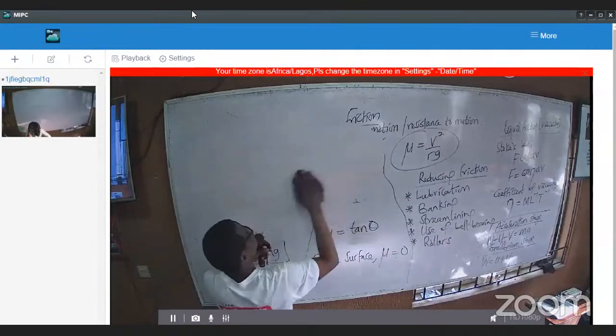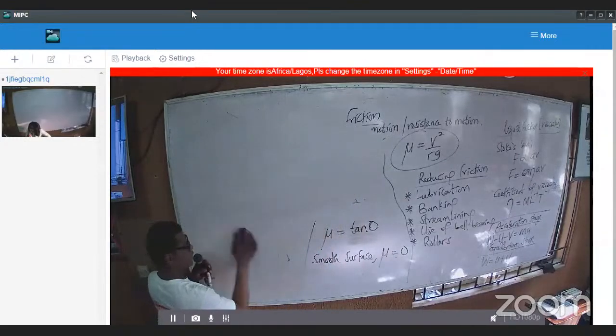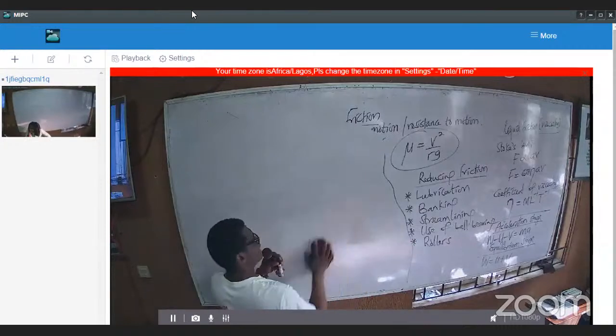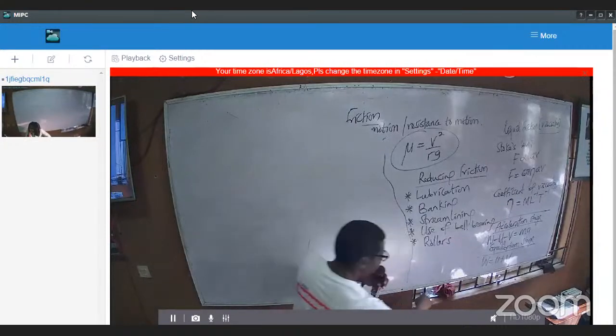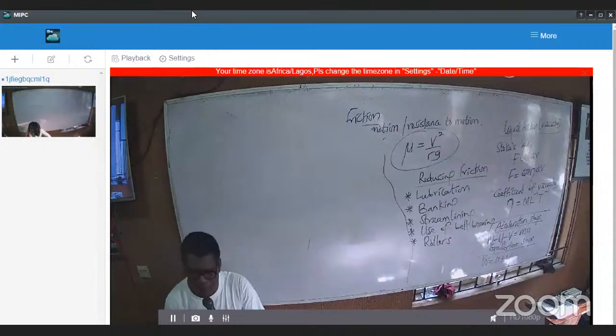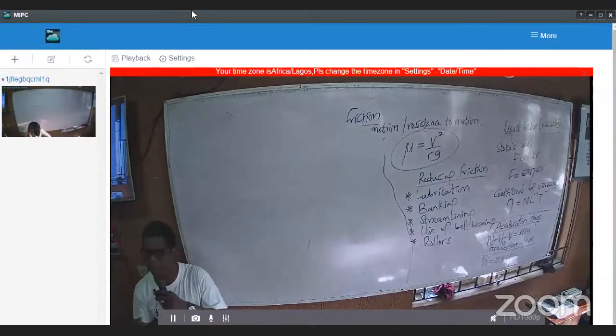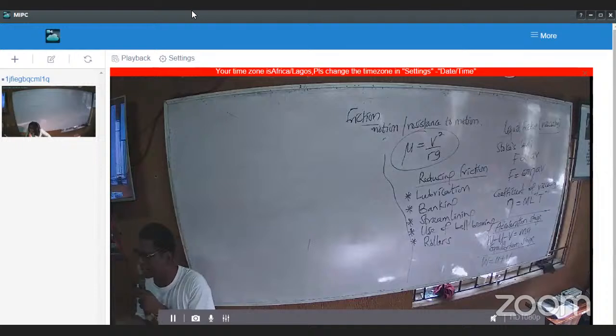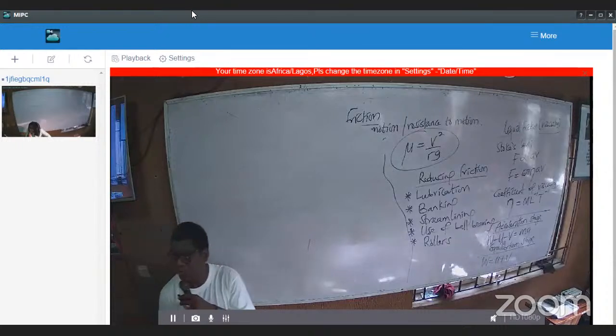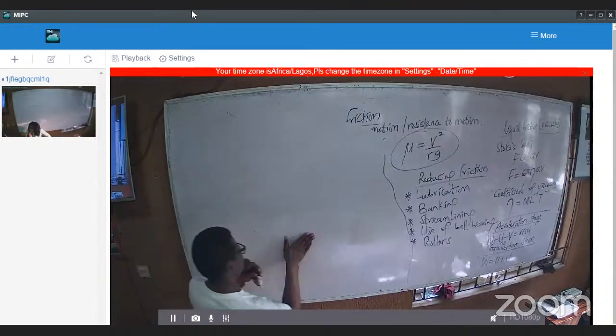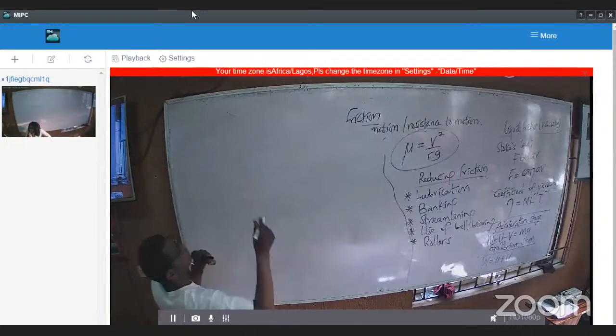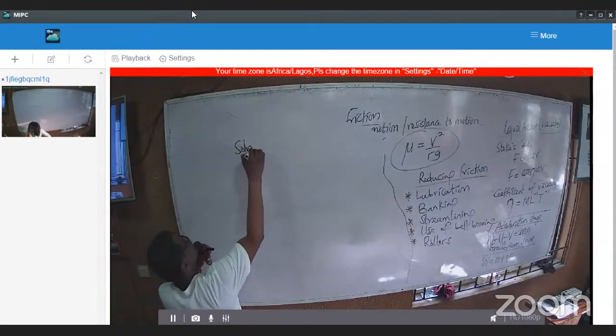Now, we should not forget that friction opposes motion. And friction makes life difficult for you, especially at the beach, where the surface is rough. You cannot walk very fast. You are gasping for air, panting, because you are going to expend a lot of energy on the surface. So, let's leave that for now.